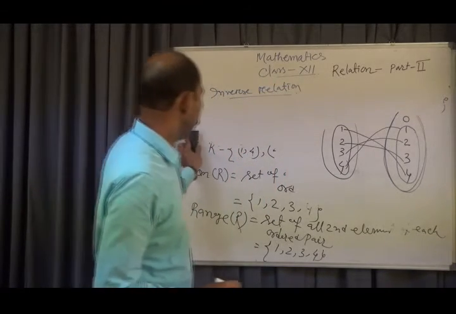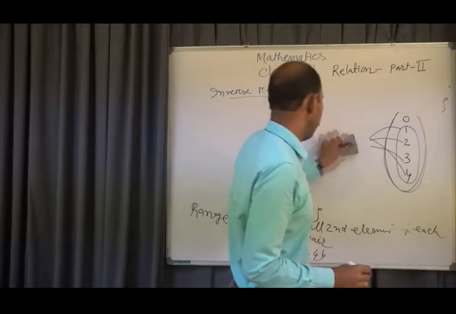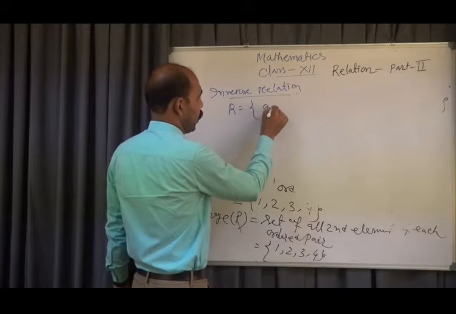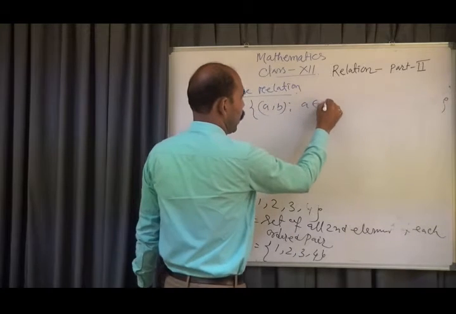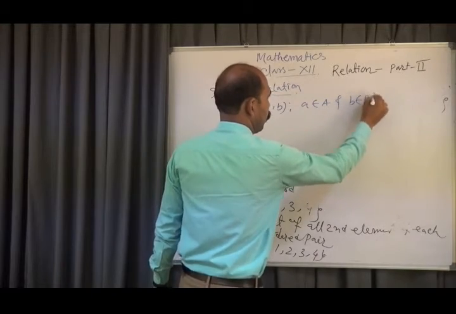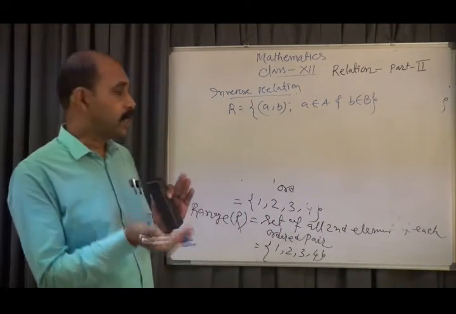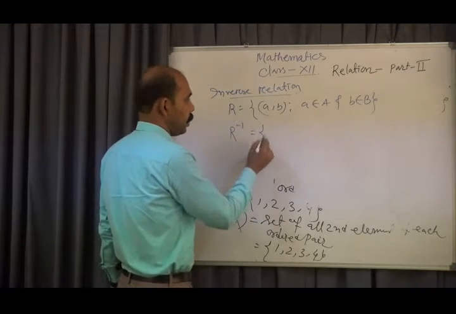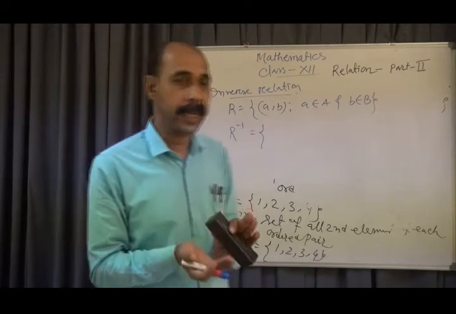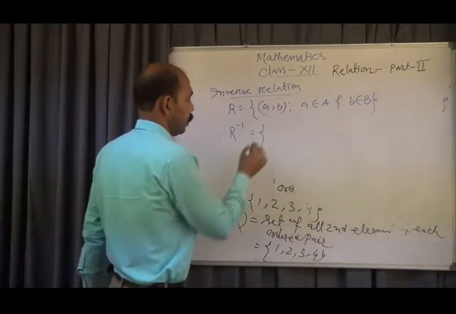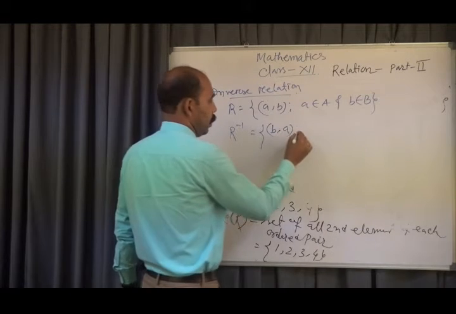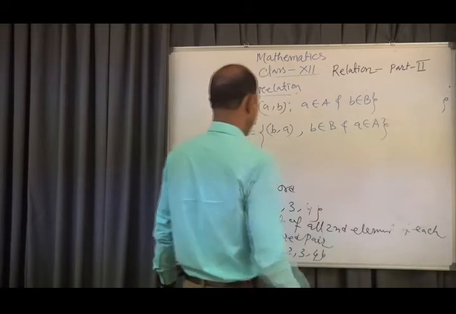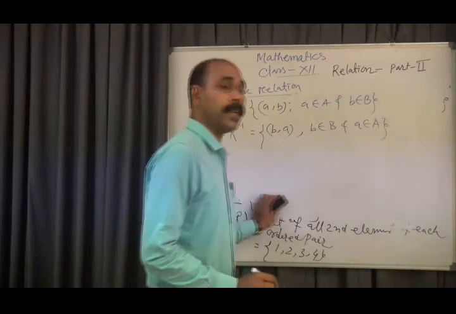Inverse relation. If R is the relation given, R equals {(a, b) such that a belongs to A and b belongs to B}. Its inverse, inverse means opposite, R inverse, you will write by interchanging the first value into second and the second value into the first. That is {(b, a) such that b belongs to B and a belongs to A}. This is called inverse relation.